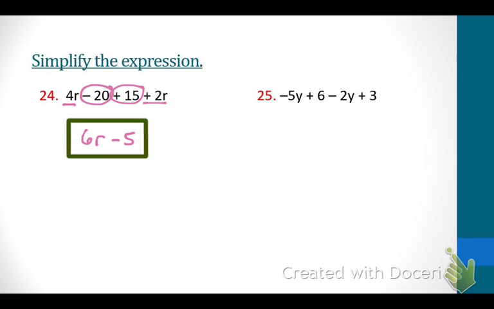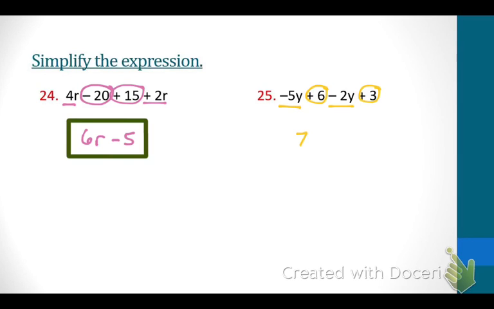Let's go to the next one. Let me have Adam underline and circle. Underline negative 5y and negative 2y, and circle positive 6 and positive 3. Very good. And then negative 5y and 2y. Okay, what is negative 5y plus negative 2y?